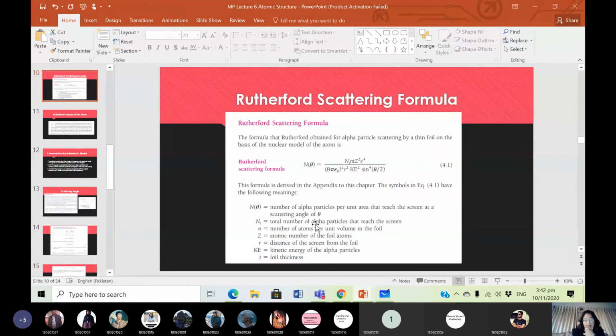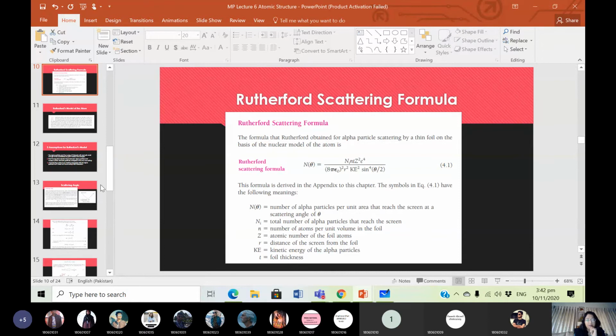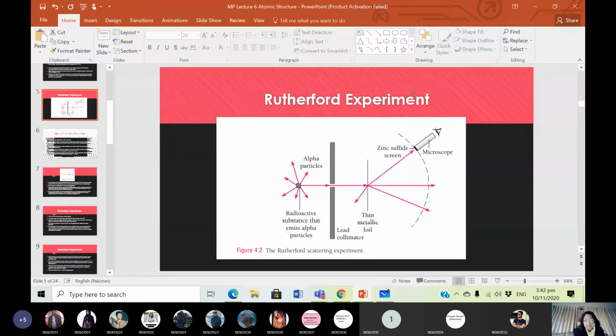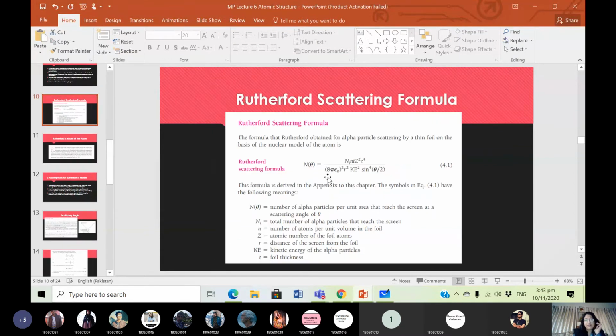So that is our scattering angle, and n of theta is the number of alpha particles per unit area that reach the screen at a scattering angle. So basically, if we have this diagram over here, if we have a unit area of the screen here, how many alpha particles reach the unit area of screen over here at that particular angle? That is what n theta is. And we want to find a formula for n theta. And so it is given by this formula here, sine power 4 theta divided by 2 kinetic energy.